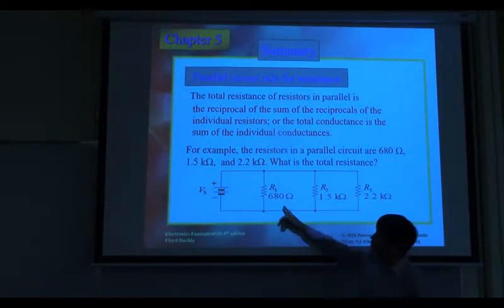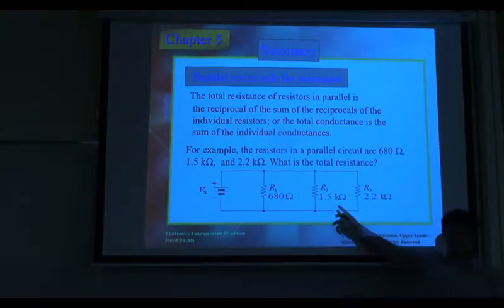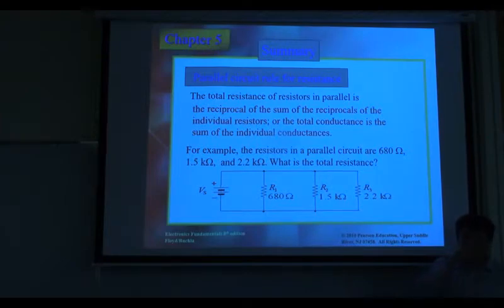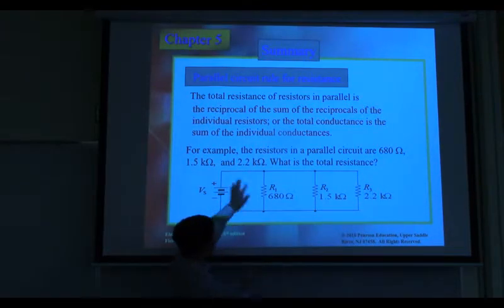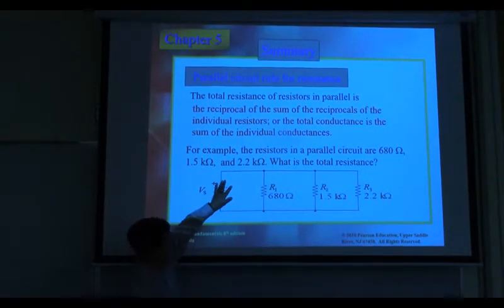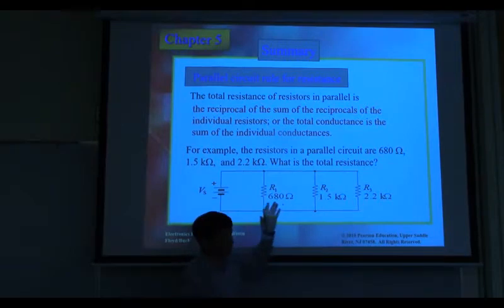We have R1 equals 680 ohms, the second one equals 1.5 kilo ohms, the third one equals 2.2. What is the total resistance? Looking from this source to the right, we do not include this. Only what is the total resistance of these 3?